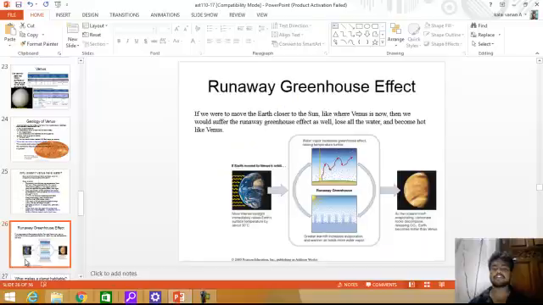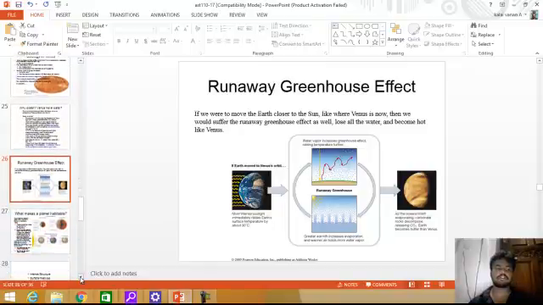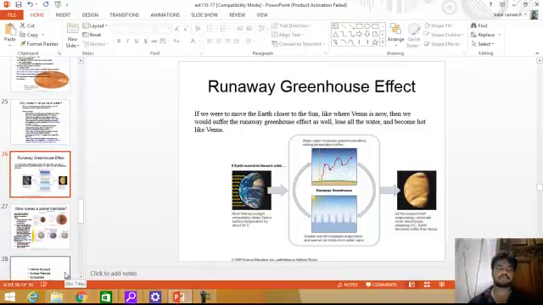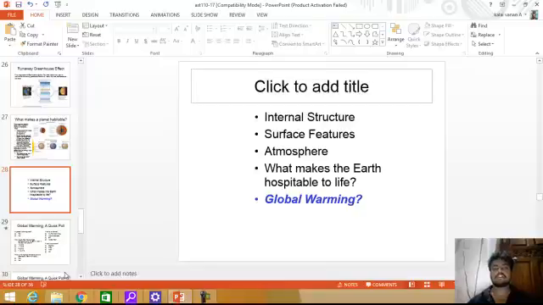Runaway greenhouse effect. If we were to move Earth closer to the sun, like Venus is now, then we could suffer the runaway greenhouse effect, lose all water, and become like Venus. The Earth is composed of internal structures, surface features, and atmosphere. What makes the Earth hospitable to life, and global warming?